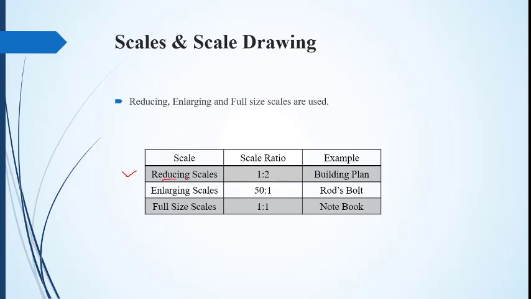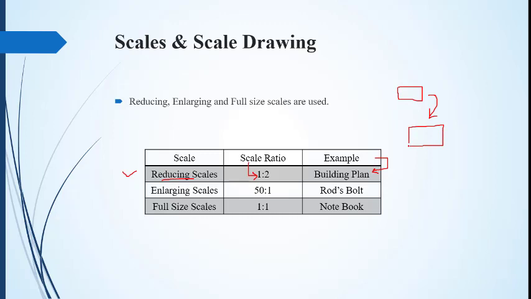First one is reducing scale, and here you can see the scale ratio is 1:2, and an example is given here, the building plan. What is reducing scale? It is clear from the name. For example, if we have a building and the size of the building is too large, so we will not be able to draw this large size building in a sheet.